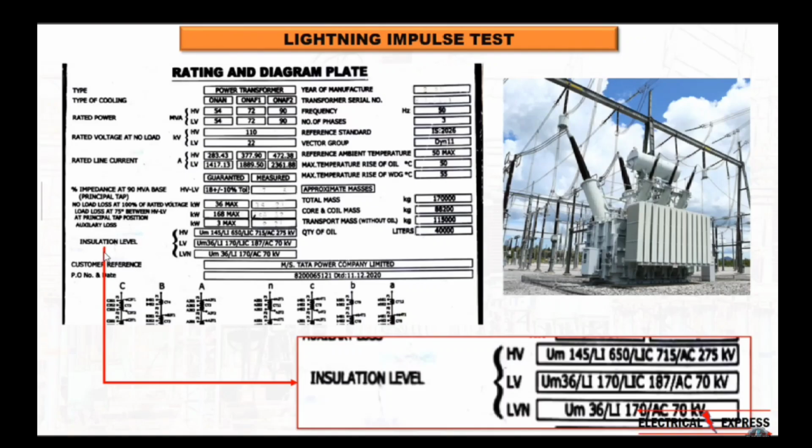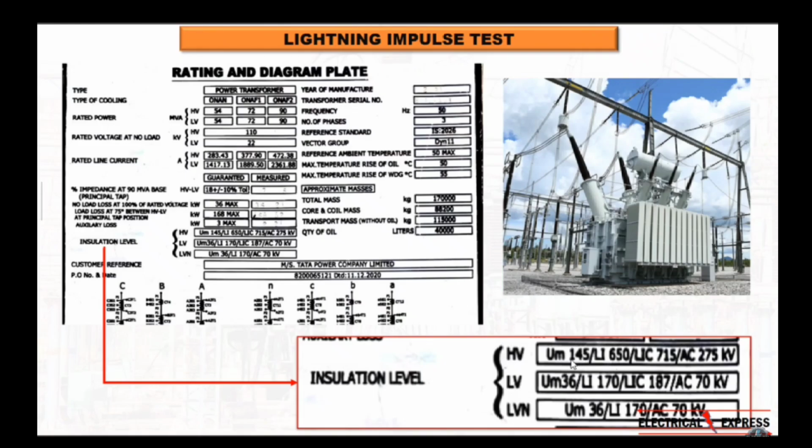In this basic insulation level, whatever insulation tests of that transformer, like lightning impulse test and switching impulse test, withstand tests, have been done, and at what voltage they have been done, are written. Like you can see, this is a 145 kV transformer. And here the lightning impulse is 650 kV, lightning impulse chopped wave is 715 kV, and AC voltage is 275 kV. So in today's video we will try to understand the meaning of these terms.